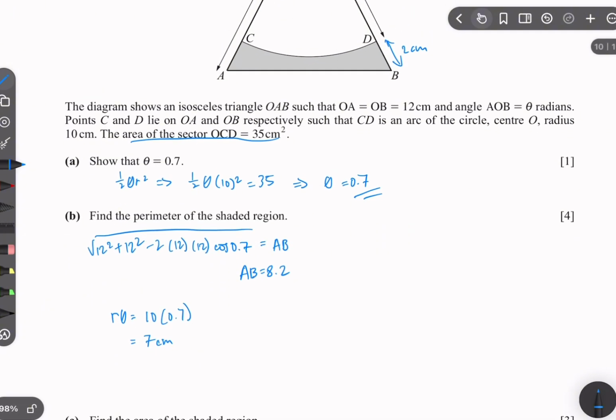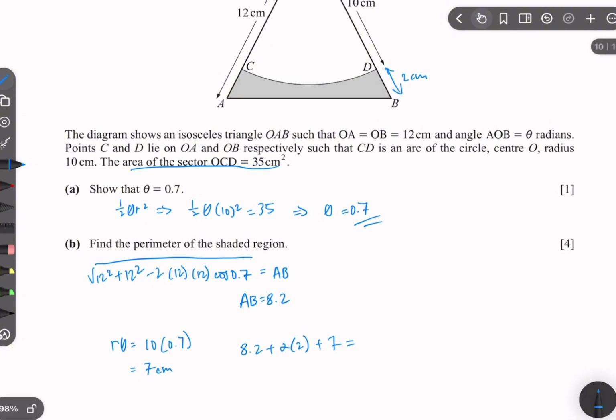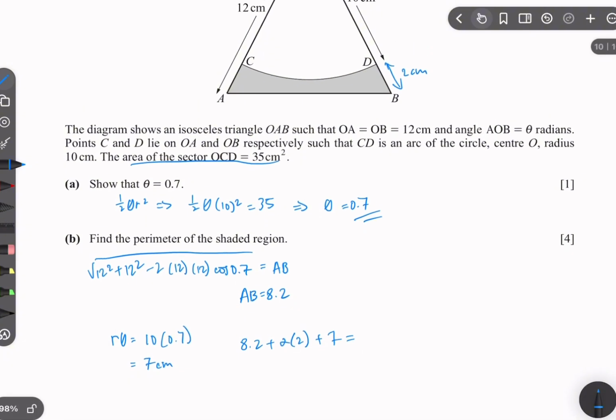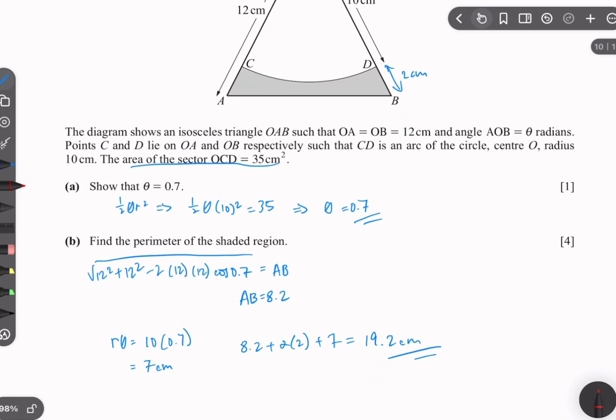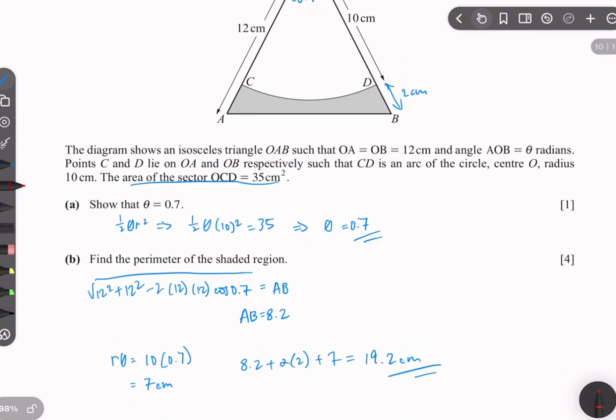So now we can just find the perimeter by adding everything up. Okay, so this will be equal to 19.2. To make it clearer, 8.2 is AB, and this one is AC and BD, and 7 is CD.